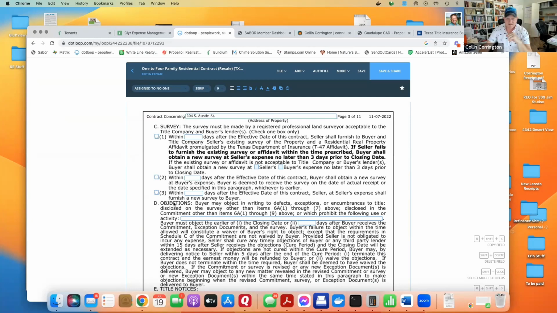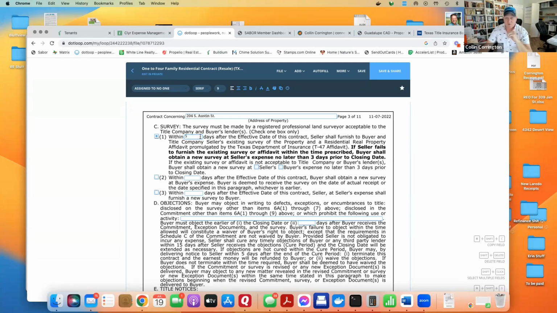But these three things are what's really important. And this first one, everybody screws up in their career at one time or another. So listen carefully. Again, how many days? Within blank days of the effective contract, I typically say 5, the seller shall furnish to buyer and title company your existing survey and a T-47 affidavit. Make sure there's no misunderstood words. A T-47 affidavit is basically saying, I promise I did not change anything on the survey. I haven't put any new structures in. I didn't move the fence, whatever.